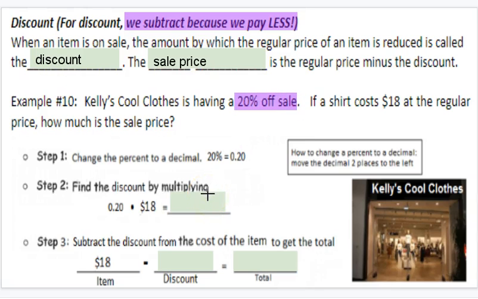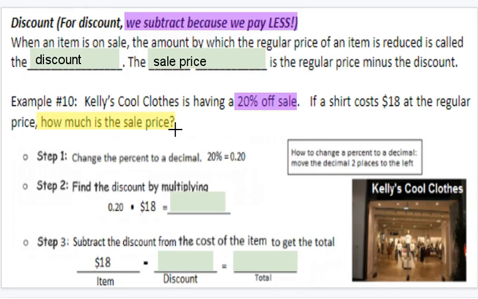20% off sale. All right, so there's my 20%, so I know how much I'm discounting. And it's coming off of the original amount, so it's getting smaller. And sale is also telling me that I should be subtracting. Okay, so there's some keywords. And it says it costs $18 at the regular. How much is the sale price? So I'm wanting to know how much it cost after the discount.